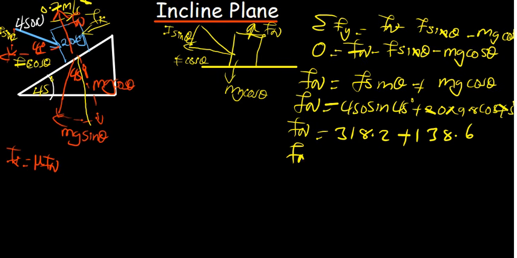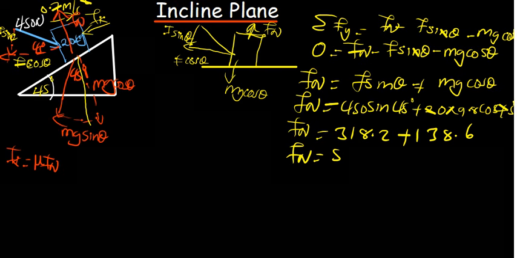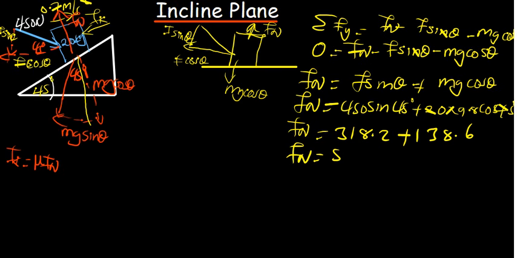So I'm getting Fn as what? Not 5, but 4. I'm getting 456.8 newtons. So this is our Fn. We are not done. So that is our Fn. Now we are done with the forces in y direction. Now let's go to x direction.